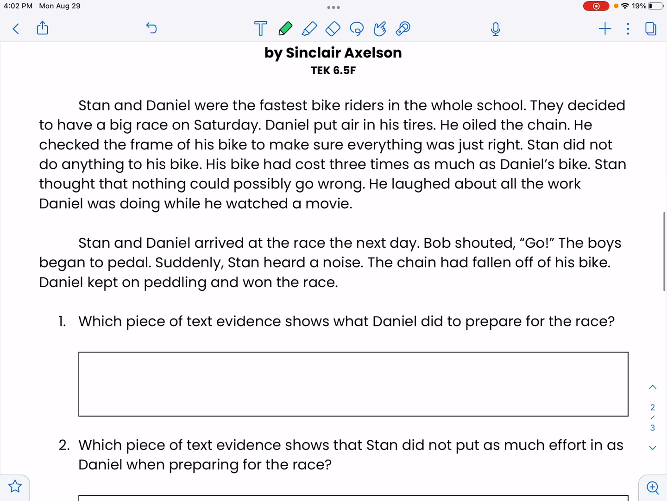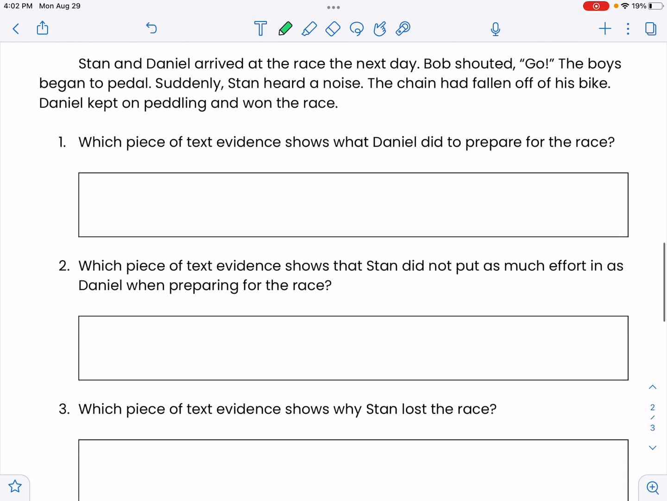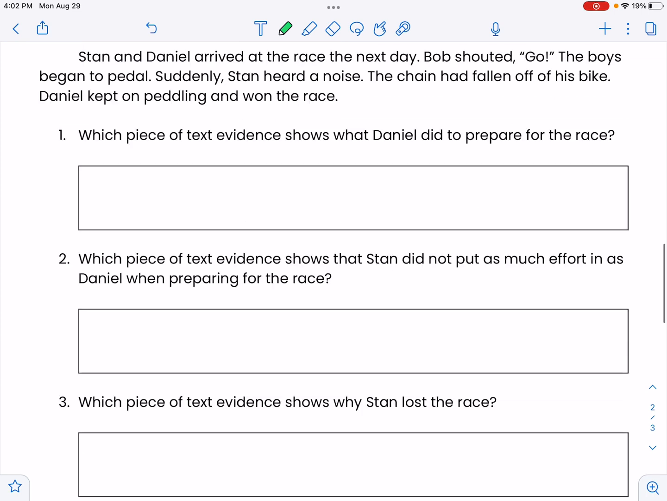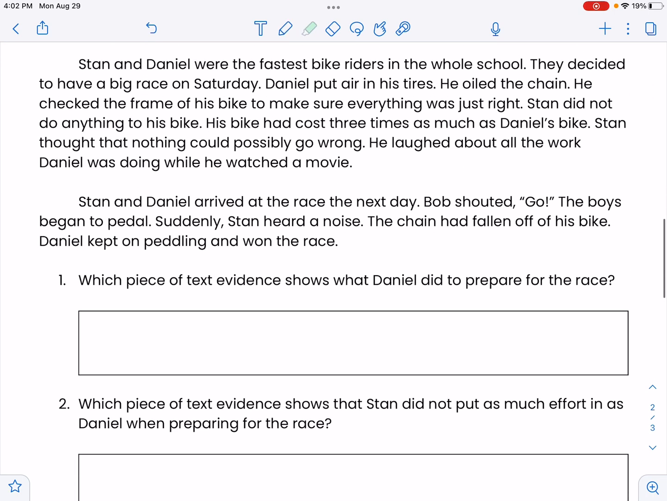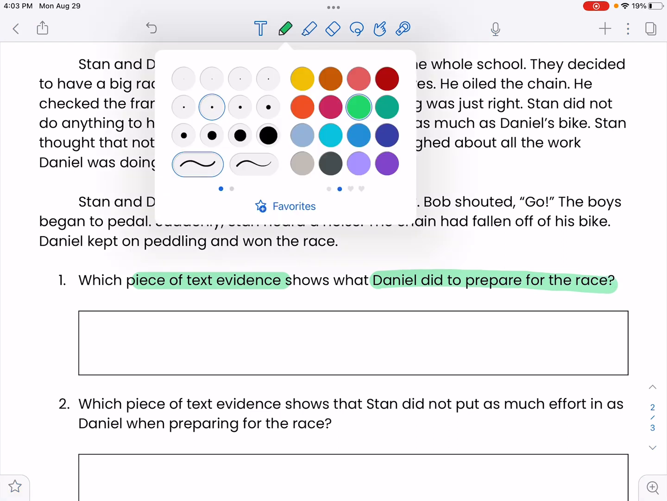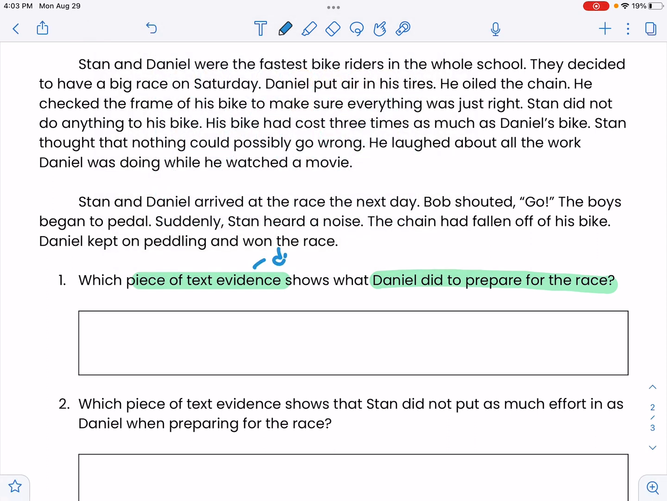Okay, so we're going to answer these 3 questions. Which piece of text evidence shows what Daniel did to prepare for the race? So when it says piece of text evidence, that means find a direct quote from the story that shows us what Daniel did to prepare for the race.